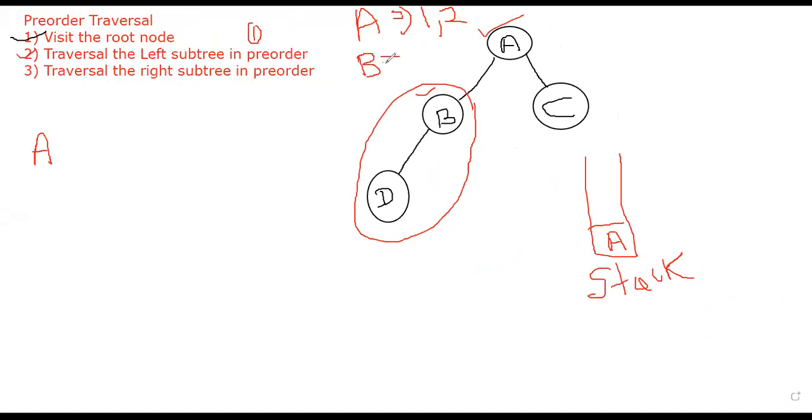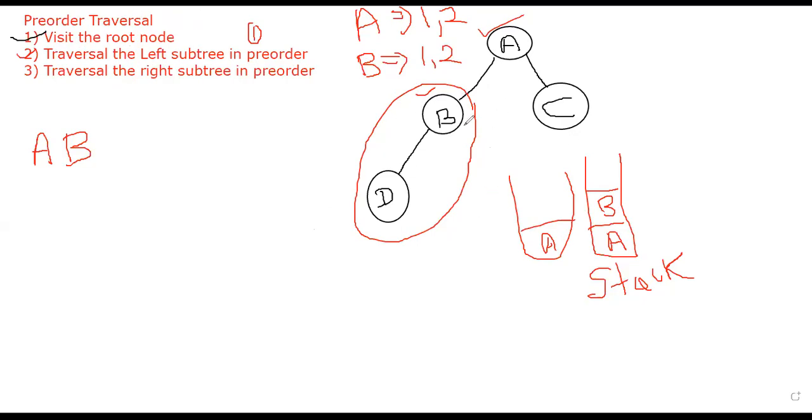So for node B, we want to apply the three steps. For node B, the first step says visit the root node. The root node we have visited. As we have visited the root node, I can put this into the stack, B1. First, my stack contains only B1. Then I want to go for the second instruction of the pre-order traversal for B. When I am doing the second instruction for B, it says again: traverse the left subtree in pre-order.